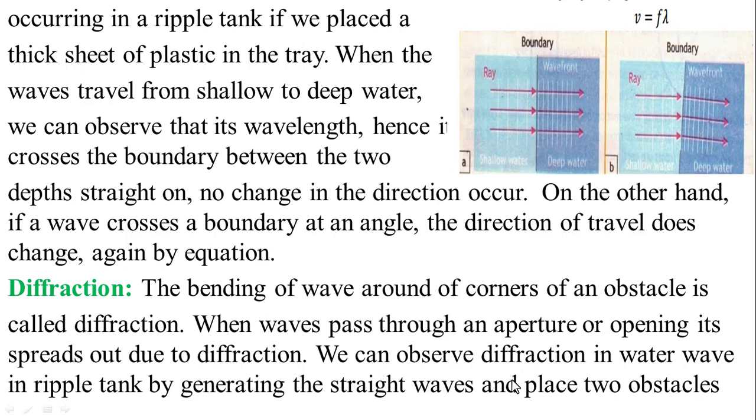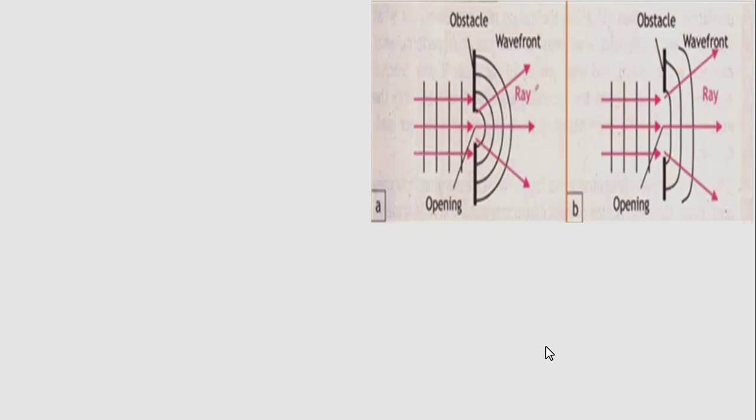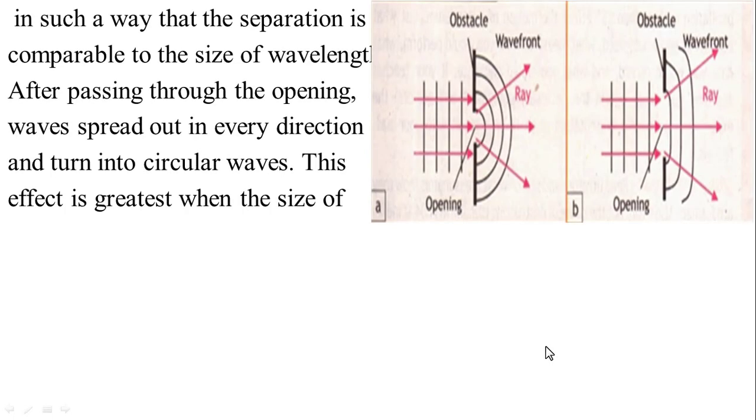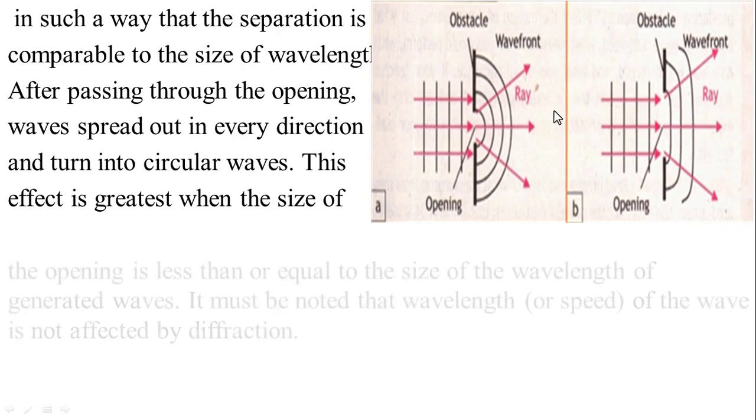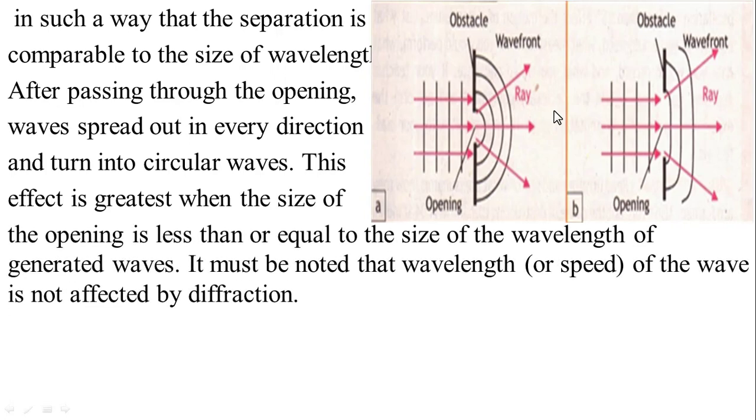Diffraction in a ripple tank is generated by straight waves that are sent towards an obstacle. Now we can see in this diagram the waves moving, and on the other side the waves in the wave front. Here we can explain that when the separation is comparable to the size of the wavelength, after passing through the opening the wave spreads out in a circular path. This effect is greater when the size of the opening is less than or equal to the size of the wavelength. It must be noted that the speed of the wave is not affected by diffraction.